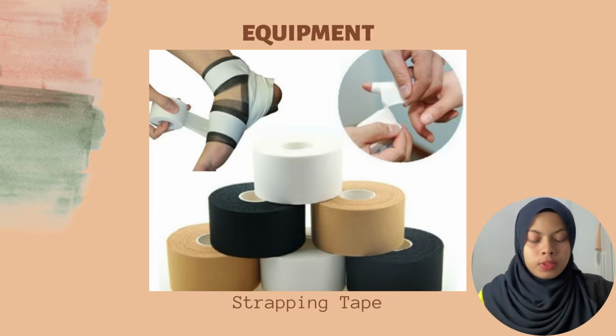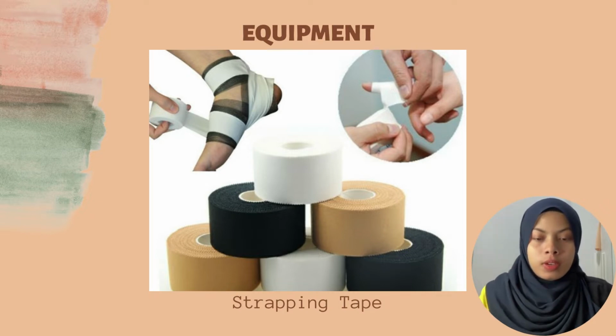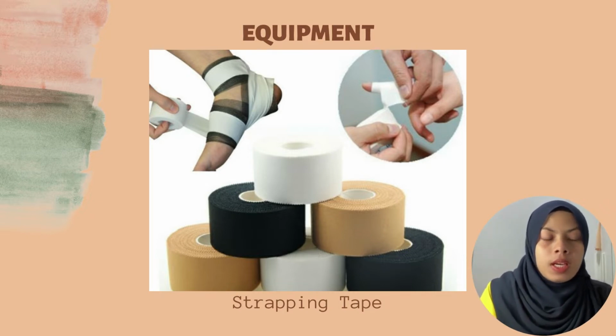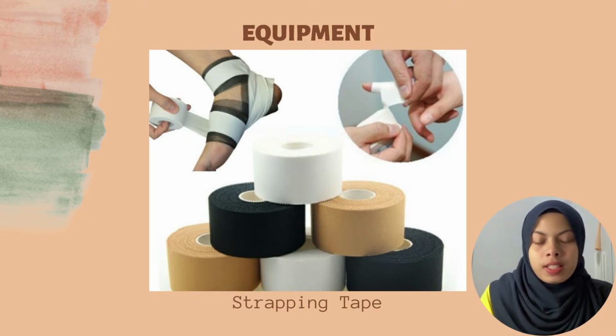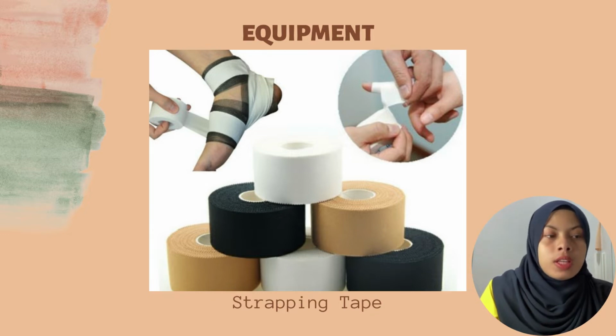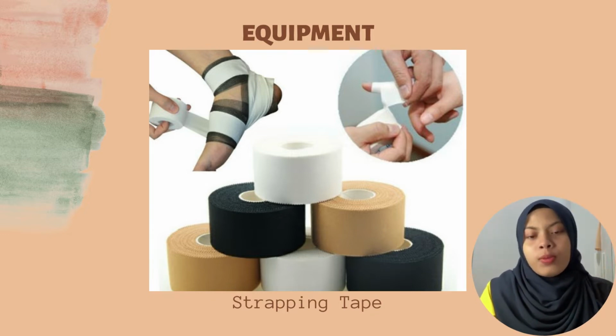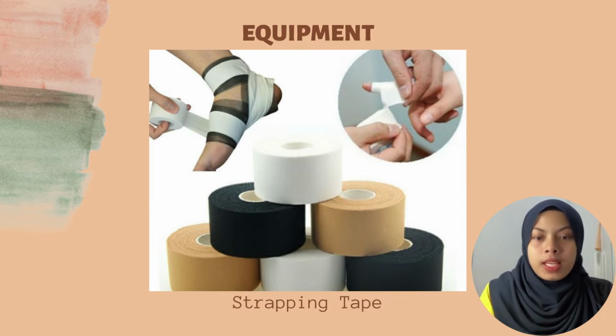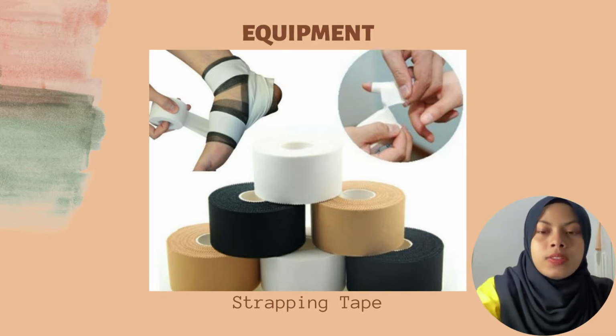Next, we're going to move to the equipment that we needed for strapping an ankle sprain. Actually, we use masking tape because we didn't find it in our places. So, the actual tape that we have to use is strapping tape. But in the video, we substitute with the masking tape. So, let's watch the video.